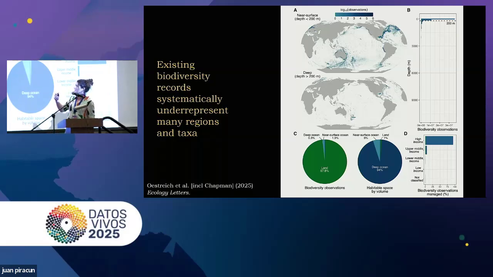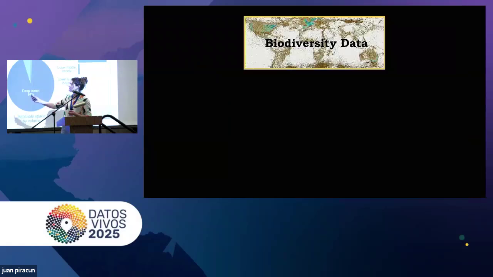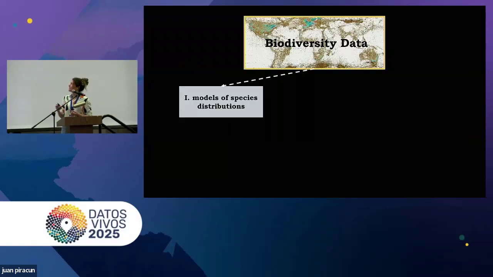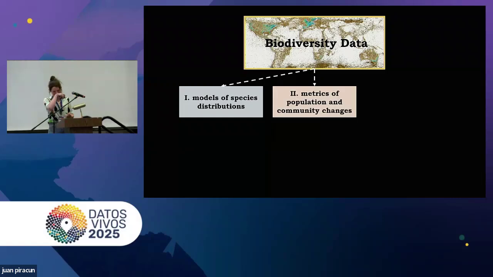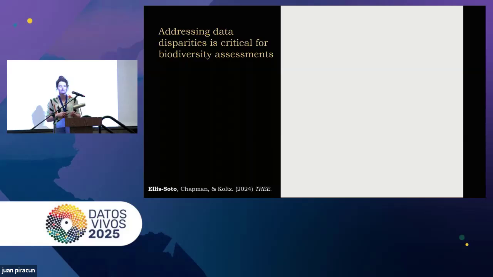One of my colleagues presented a paper we recently published showing that these gaps are also really pronounced across the high seas, which has huge implications for decisions in that space. But I'm going to focus on land because that's what most of my work focuses on. We've also heard a lot about what we use all of this biodiversity data for. Loads of different ecological insights: models of species distributions, metrics of population change, identification of invasive species spread. The list goes on and on.